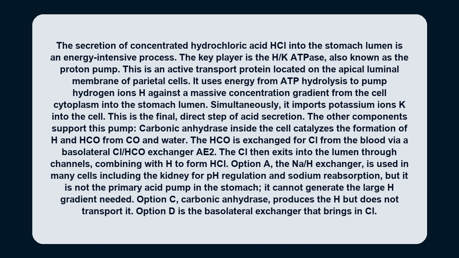Option A, the Na+/H+ exchanger, is used in many cells including the kidney for pH regulation and sodium reabsorption. But it is not the primary acid pump in the stomach. It cannot generate the large H+ gradient needed. Option C, carbonic anhydrase, produces the H+ but does not transport it. Option D is the basolateral exchanger that brings in Cl-.